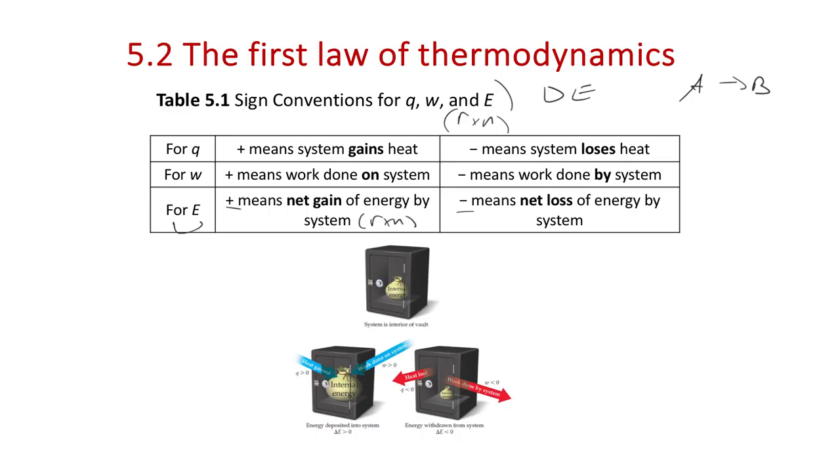Now, I think the sign of heat is a little bit easier to picture, because the system that loses heat has the same sign as the system that lost energy. So a system that's losing heat has a negative sign of heat. So the reaction loses heat. Where does the heat go for a system that loses heat?